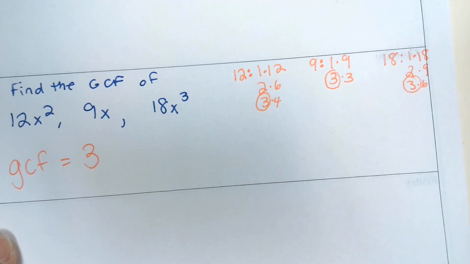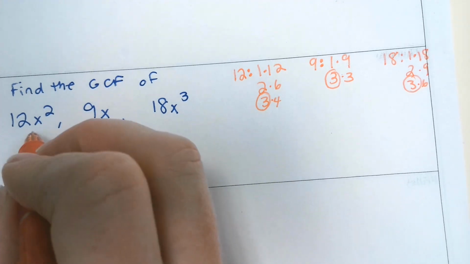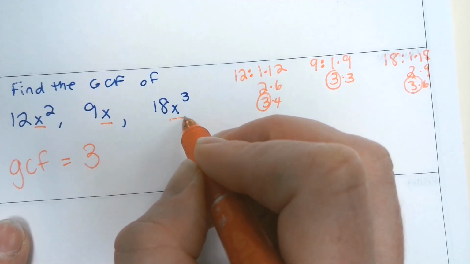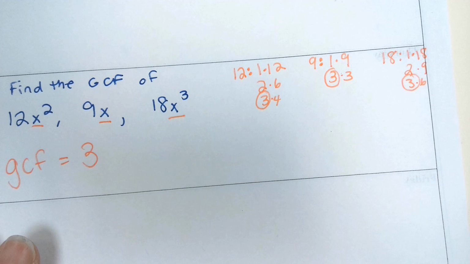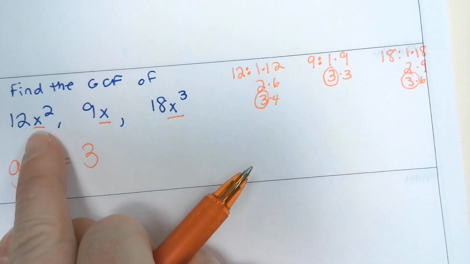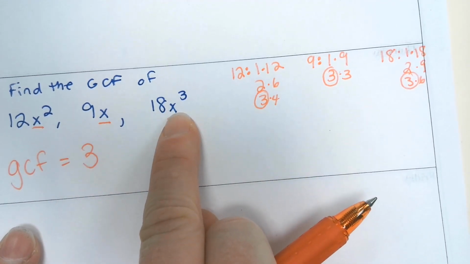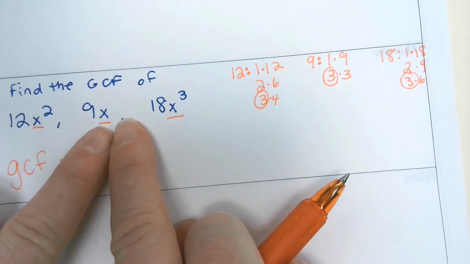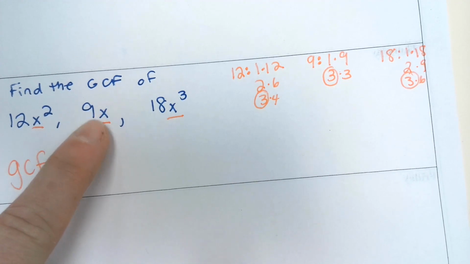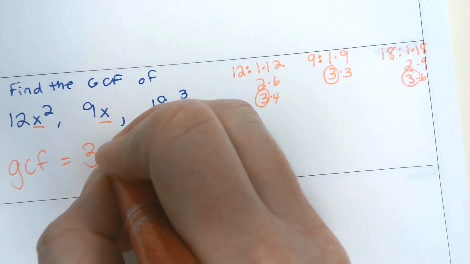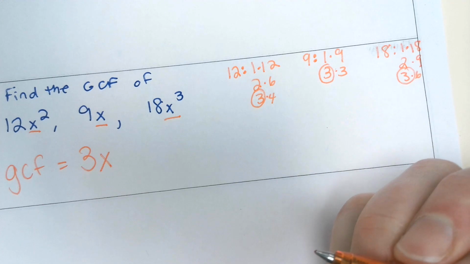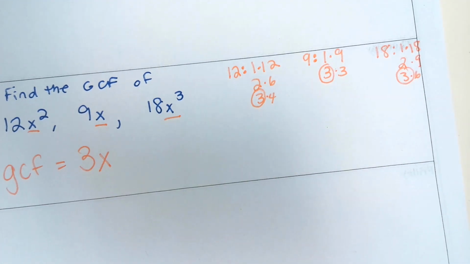And then we also have to look at the variables. I'm going to underline all the variables. That variable has to be in all of them. If it's not, then you don't have a variable GCF. If it is in all of them, then you look and see what is the smallest exponent. We have 2, 3, and then that would be 1. So that's going to be your GCF, the smallest exponent. Okay, go ahead and put this up, and we're going to look at today's notes.